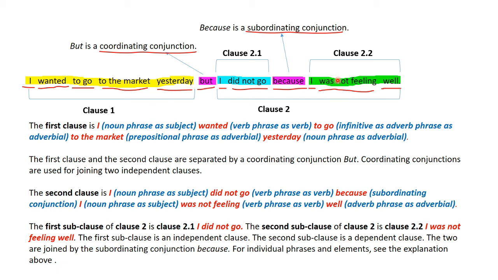Then comes was not feeling, a negative statement again. Not because of the negative statement. Was is the auxiliary verb and feeling is the main verb. Was not feeling is a verb string serving as the verb element of this sentence. And then we have well. Well is an adverb. It is modifying the verb feeling, and we all know that an adverb phrase is classified as the adverbial. So this is subject, verb, conjunction, subject, verb, adverbial. This is how the individual elements of this sentence will be analyzed and classified.